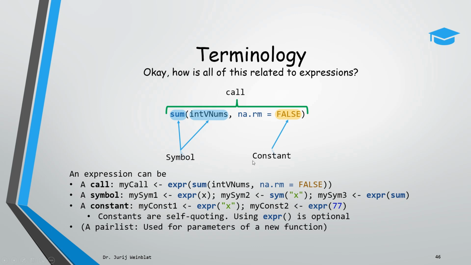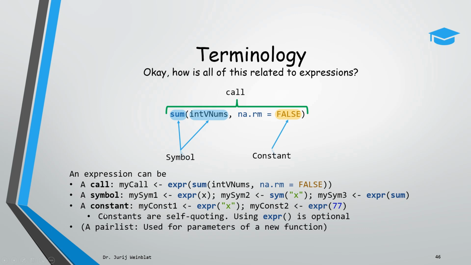So if it's not such a complex call consisting of several parts, but if it's just a symbol, you can also make use of this symbol method. And constants can also be expressed making use of this expression command by writing expression of x or expression of 77 or expression of false. This works as well. But in case of constants, it's actually not necessary. You can just write false and make use of constants without actually using expression.